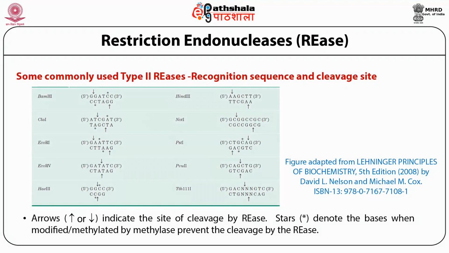This is an example of some commonly used type 2 restriction endonucleases, their recognition sequences and cleavage sites. Here, as you see, BamHI, ClaI, EcoRI, EcoRV, HaeIII, HindIII and other enzymes, they all usually recognize a small stretch of DNA sequence, usually 4 to 6 or 8 base pairs long, and they usually make a cut within the recognition sequence, which is shown by arrows. And wherever you see a star, it represents that if that position is methylated, the restriction endonuclease doesn't work.